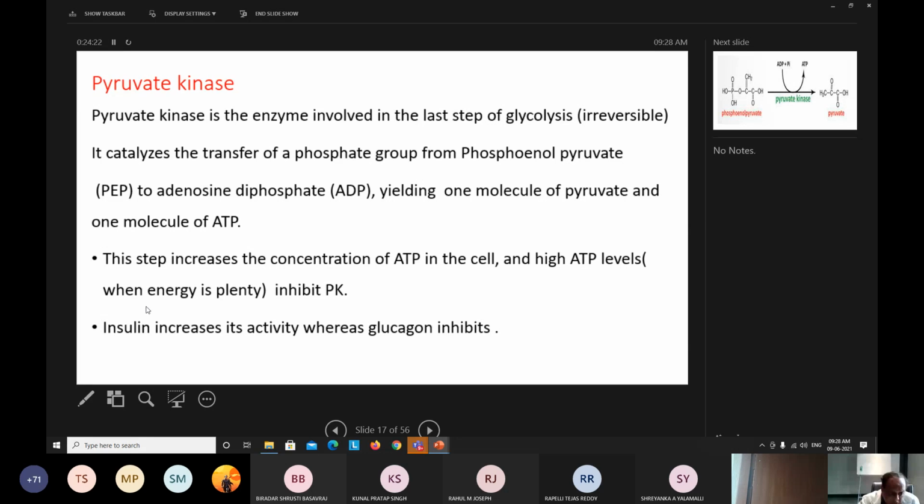Another thing, these reactions will also be regulated by hormones, that is insulin and glucagon. Insulin increases its activity, whereas glucagon inhibits. This is the hormonal action of the two hormones, insulin and glucagon.